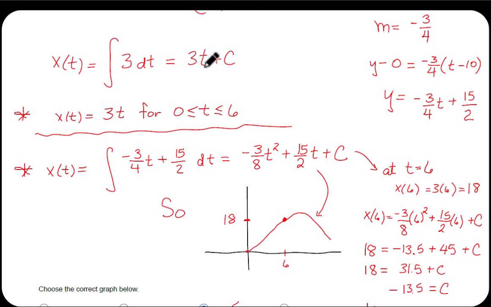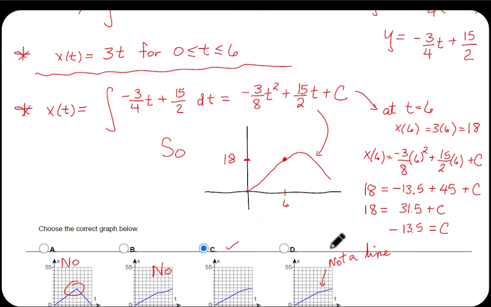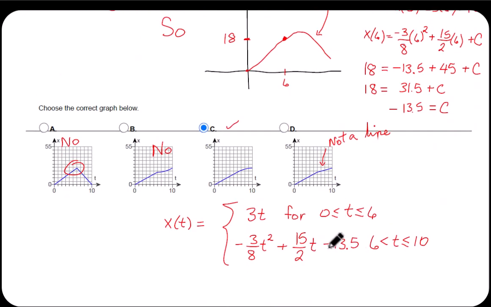Well, it was 3t, remember? So it comes here. At time 6, it's 18. On the next period, it is a quadratic function. So it looks like a parabola. It's got a negative lead coefficient, so it's a flipped over one. And so it looks like that. And so if I'm trying to figure out which graph it is, it is going to be C. And here's the actual formula for my position function.